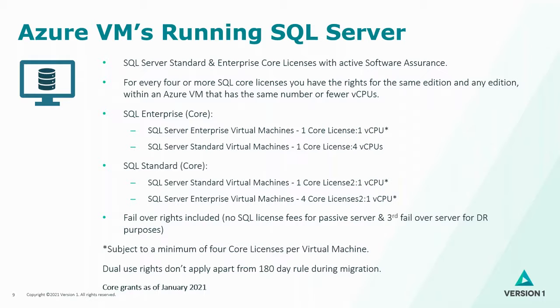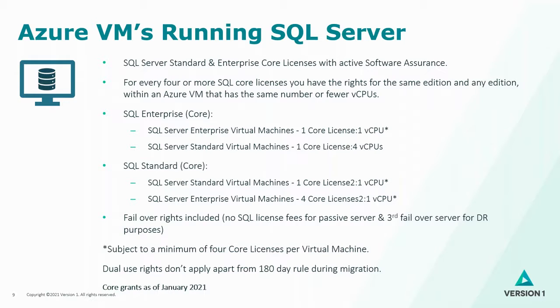Then if we flip the model and we look at SQL Server Standard, for every SQL Server Standard core you have, you'll gain access to 1 vCPU. And then to flip the model on its head, for every 4 SQL Server Standard core licenses you apply, that will give you 1 SQL Server Enterprise vCPU.